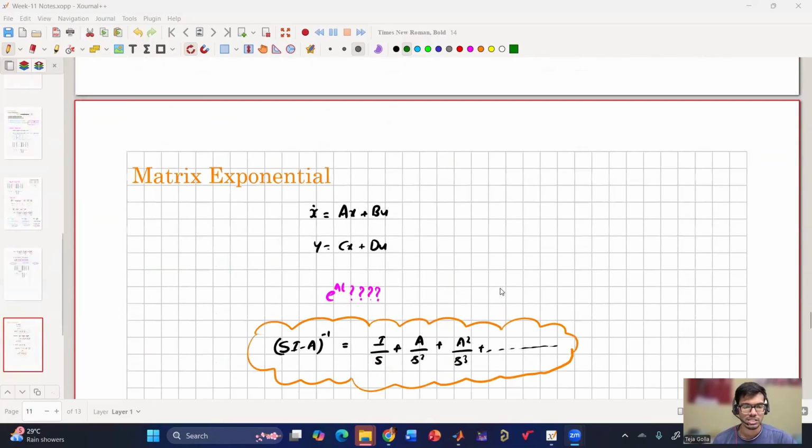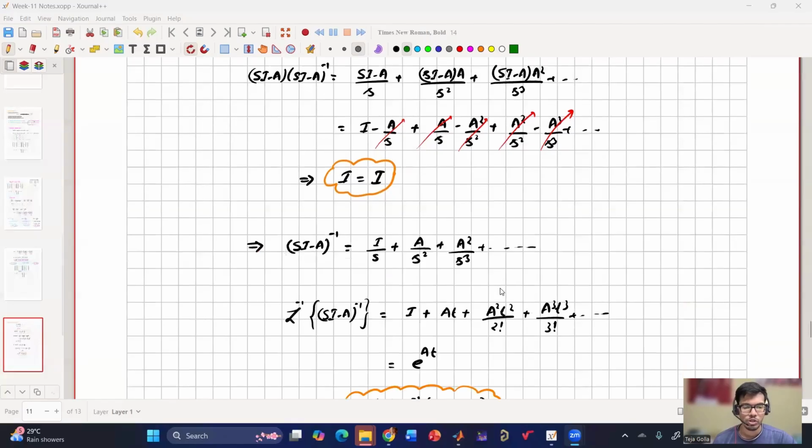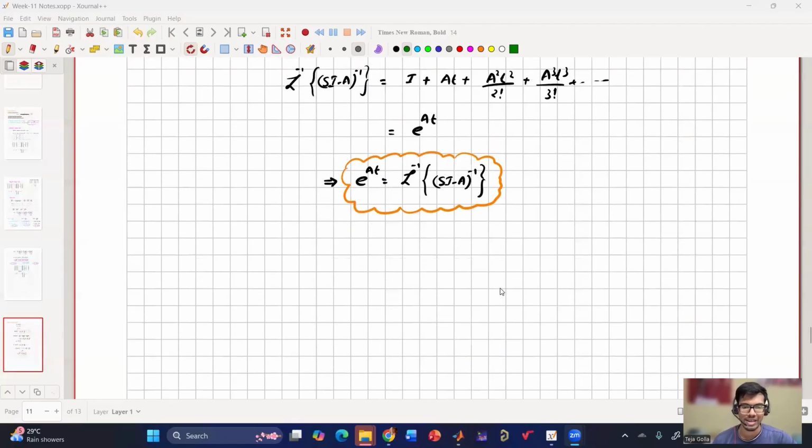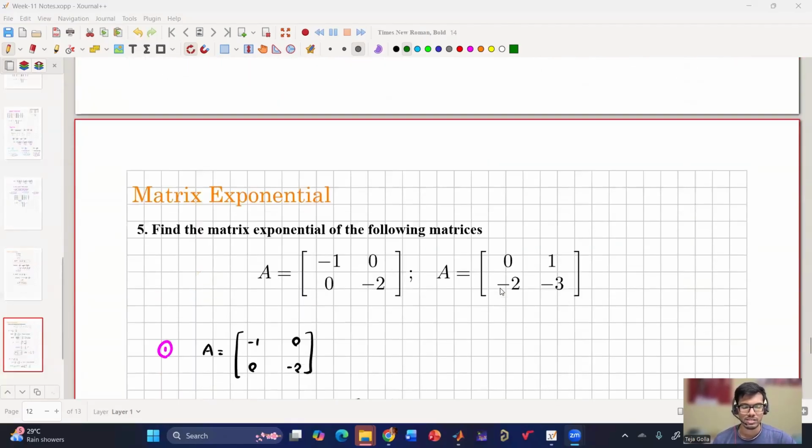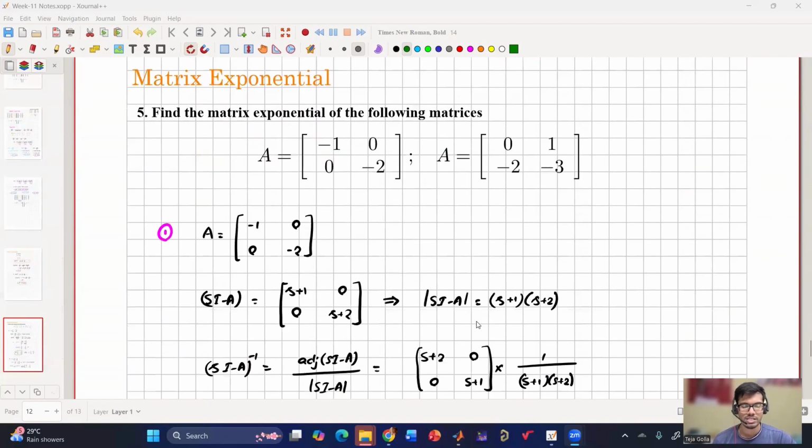Then we have finally discussed the matrix exponential, where e to the power At can be defined as the Laplace inverse of (sI minus A) inverse. I have considered two such matrices. One is diagonal, which is simple, and the other one is non-diagonal, which is a little bit complicated.